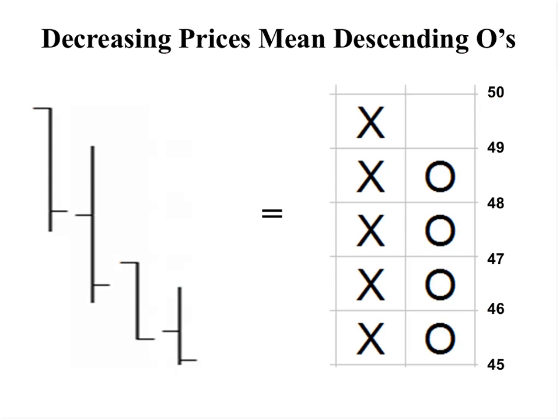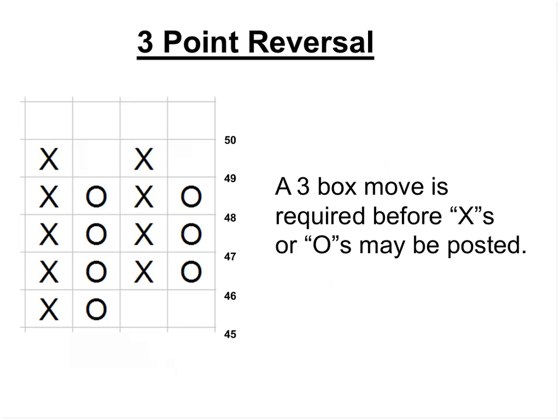Okay, now decreasing prices, declining prices mean that we're going to go into a descending column of O's. So as price goes down $1, we draw an O coming down the screen, and every additional dollar that's hit, we draw a column of O's going down the screen. So X is going up, O is going down. Now, when do you switch over? When do you flop from column to column?